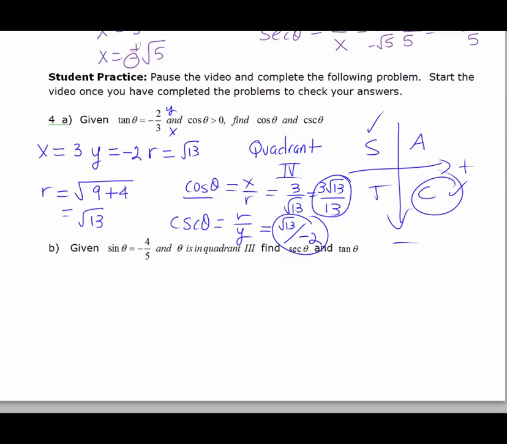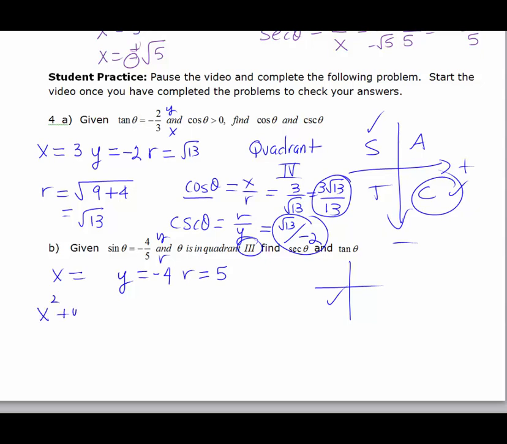Okay, let's try the last one. I need to know x, I need to know y, I need to know r. They've actually told me that we're in quadrant 3, which is helpful, so now I know the signs of these values. Sine is y over r, so r is 5. Y is negative 4. I have to find x.